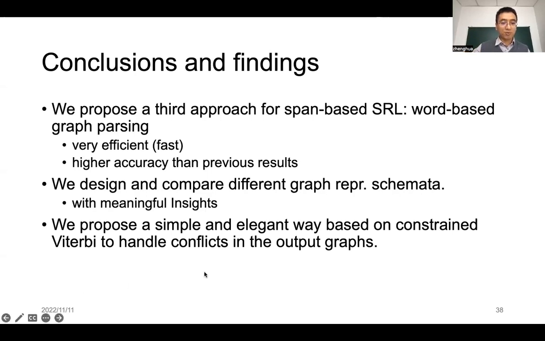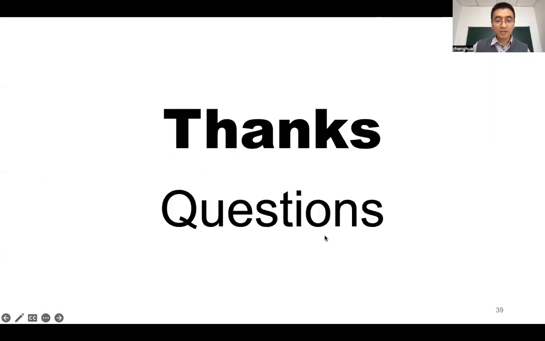Finally, we propose a simple and elegant way based on constrained Viterbi decoding to handle conflicts in the output graph, which is, I think, a minor contribution. Okay, I thank all the audience, and thank you for tolerating my broken English. Thank you.